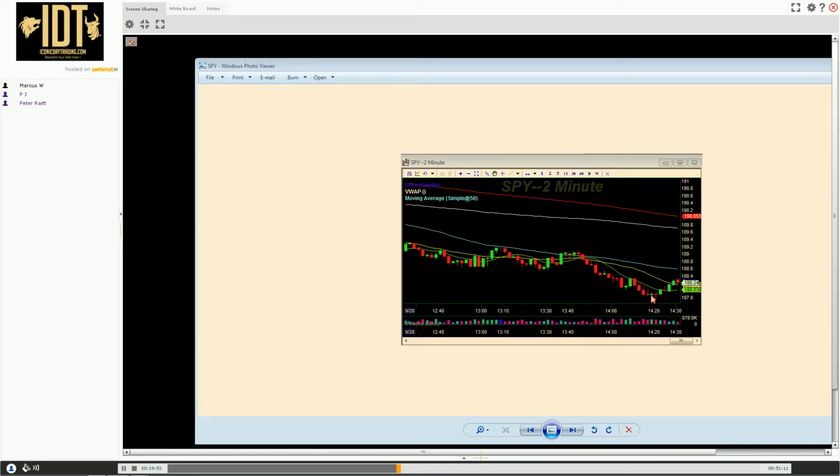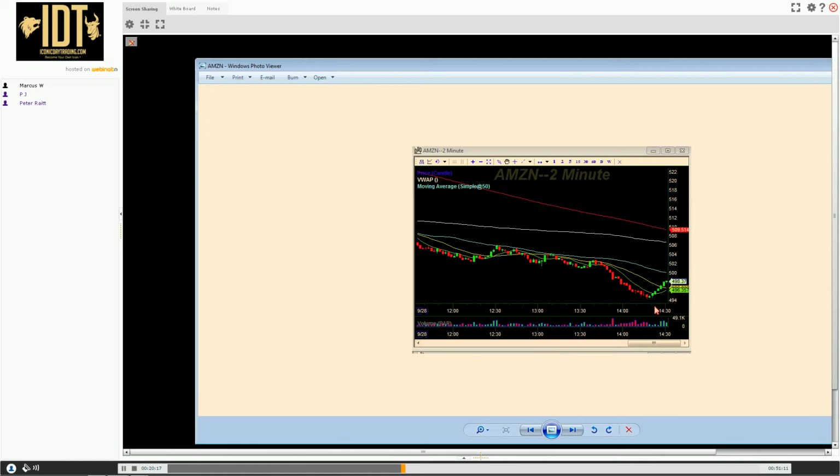So the first thing I did when I saw this, I flipped over to Amazon. Because I knew that there was going to be a bounce purely based on these candles. That's it. That's all I was looking at. 1, 2, 3 candles. That's all I was looking at. So go over to Amazon. Look what happened to Amazon. Thing tanked all day long.